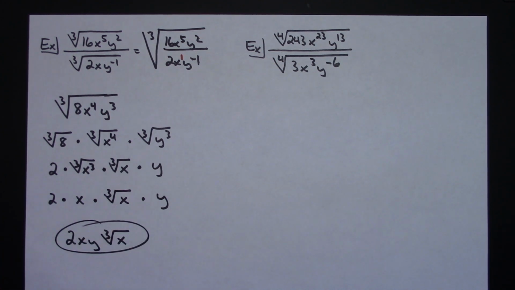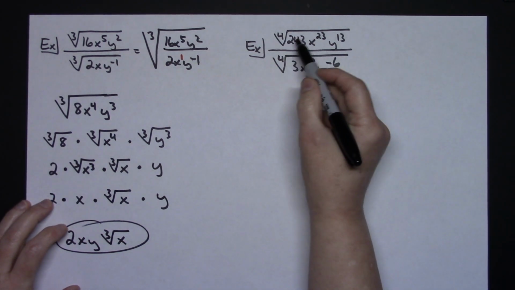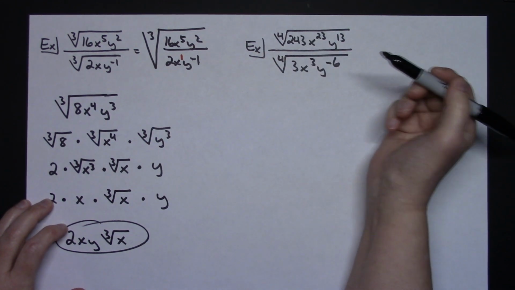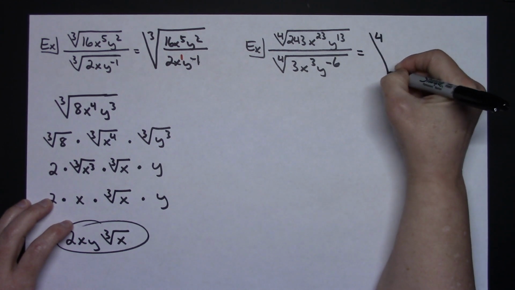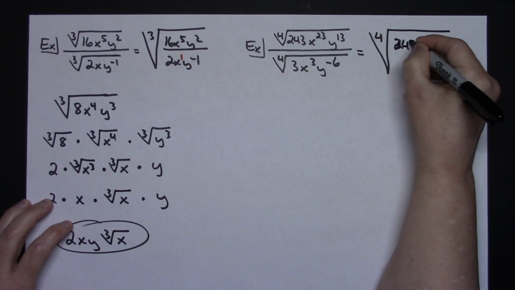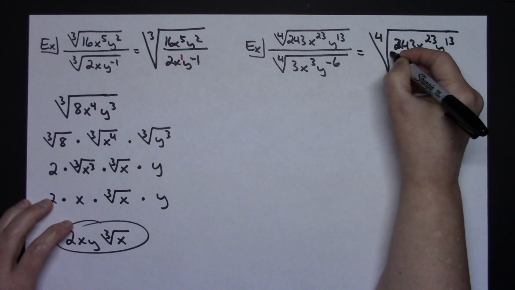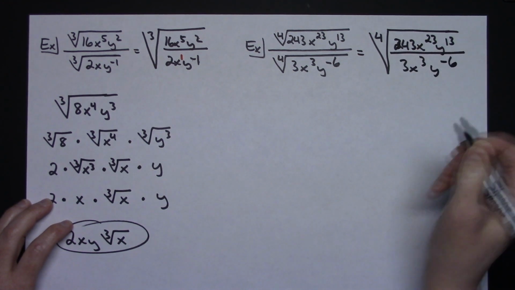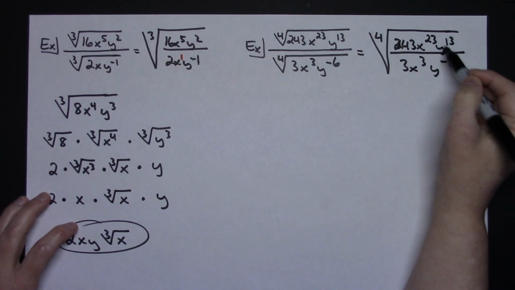All right, so last example here. We're going to take a look at, again, something that's got a radical on the top and a radical on the bottom. Notice that they're both 4th roots, so I can apply this rule. The first step I'm going to do is rewrite it as one great big radical of a 243 x to the 23rd y to the 13th, over a 3 x to the 3rd y to the negative 6th. By doing that, that allows me to then take this expression and work with it algebraically.